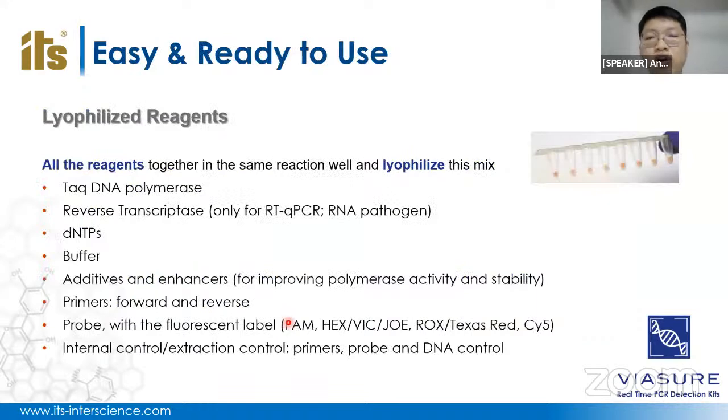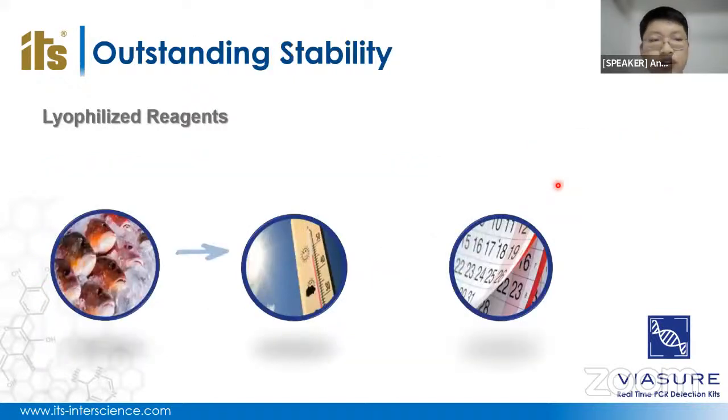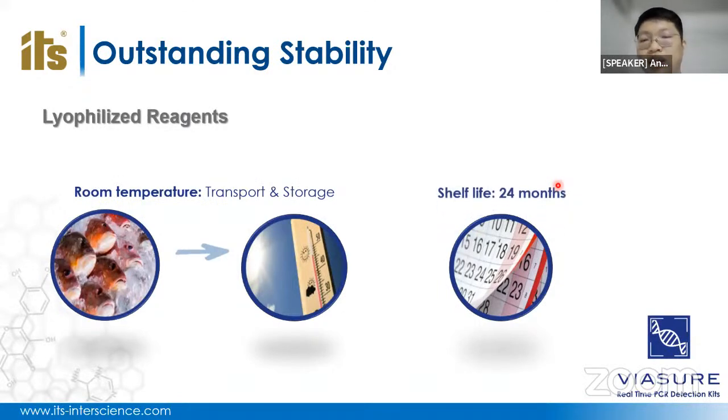All our kits use lyophilized reagent. The reagents, all of the chemicals, the polymerase, reverse transcriptase, dNTPs, and buffer additives, are all lyophilized and mixed inside the tubes like this. This is our reagent. We make things easier, so it can be transported and stored at room temperature, and the shelf life is 24 months. It can last long, so you don't need to worry about how long it can be kept.